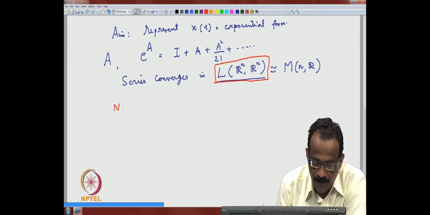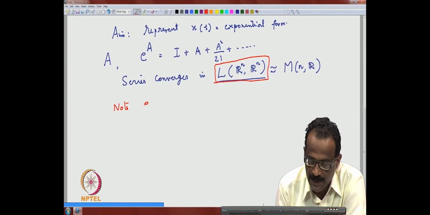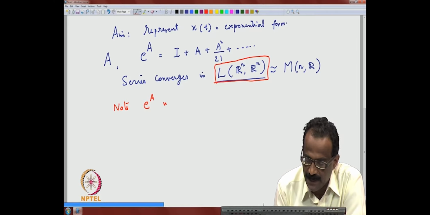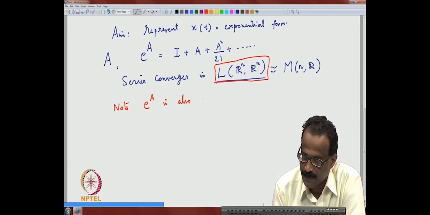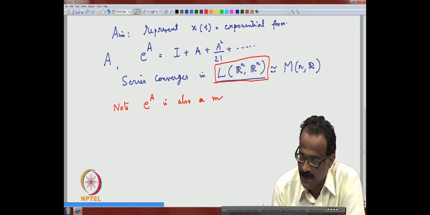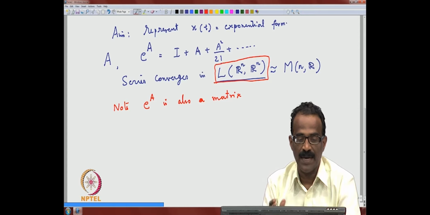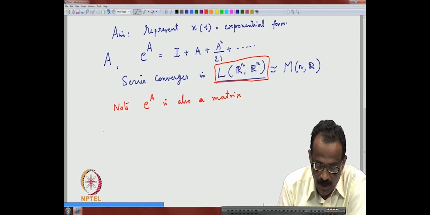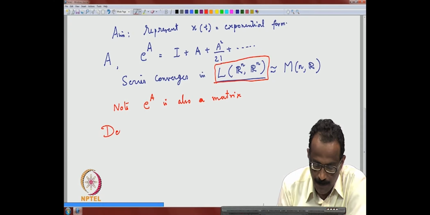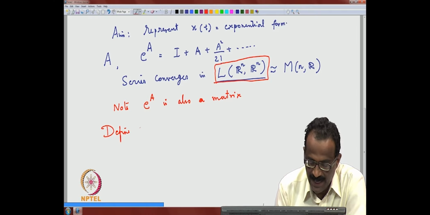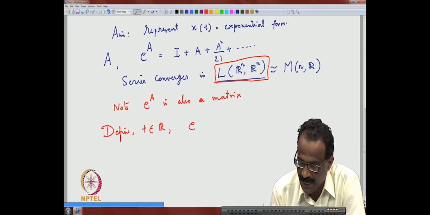Note e power a is also a matrix. That is the important part of it. So, you can define e power a. In particular, we can also define, for any t belongs to R, e power t a.